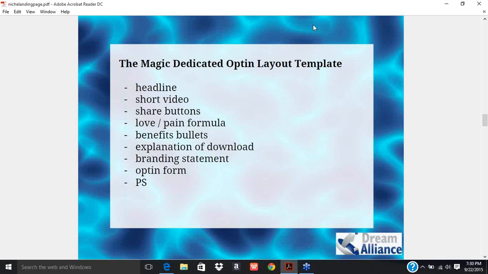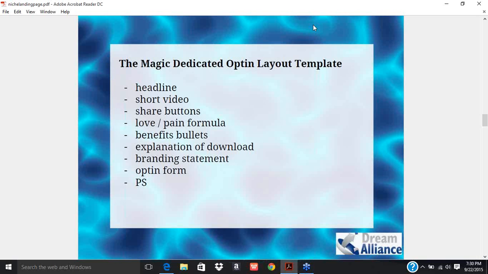You also want to put a branding statement. And a branding statement's just that fancy thing. That's where you can put a little bit of fluff in there, but keep it really short. And also, then you have your opt-in form, and that can be on the side, bottom, it doesn't really matter where it is. I've had high conversions regardless of where the opt-in form is placed. It just really depends on what kind of template you're using.